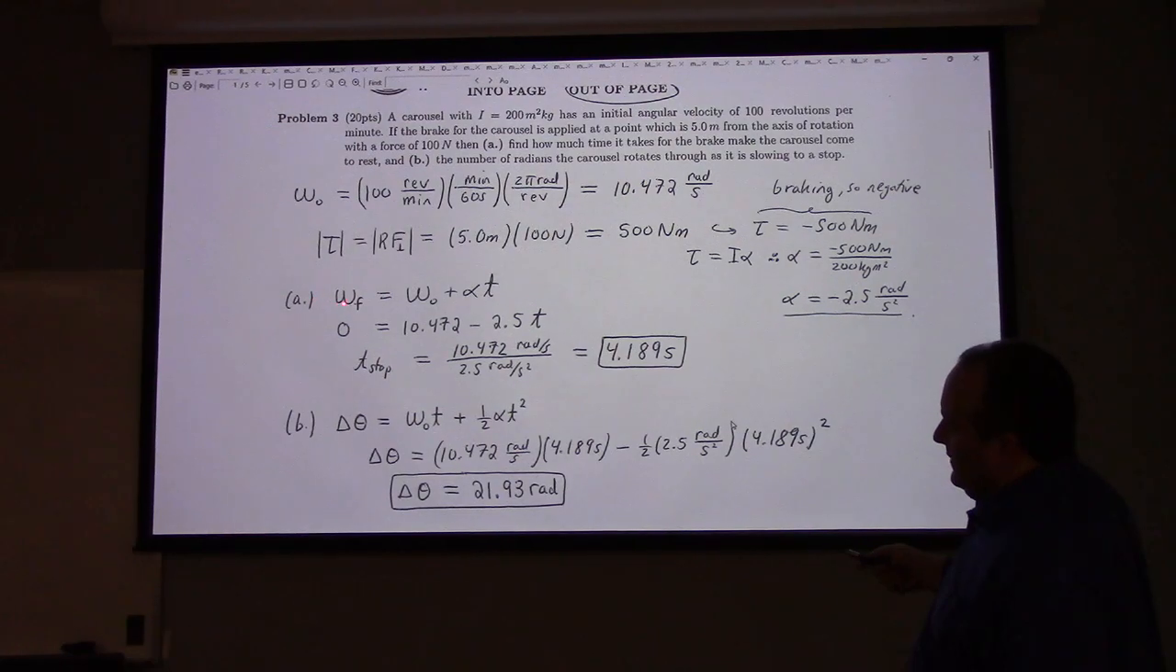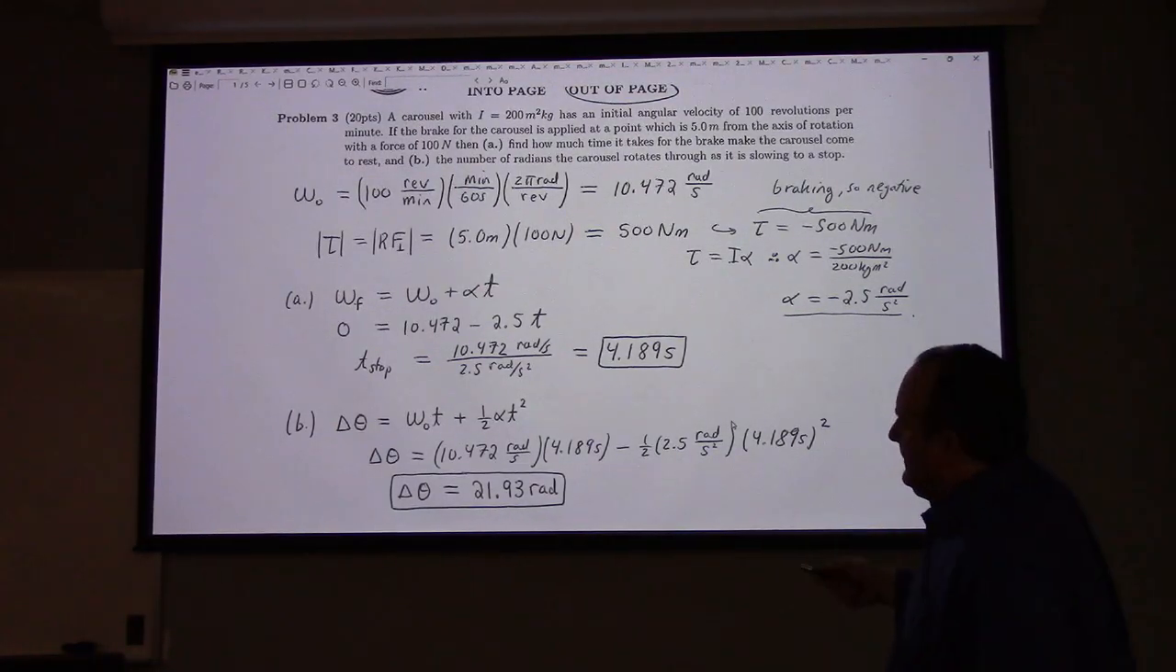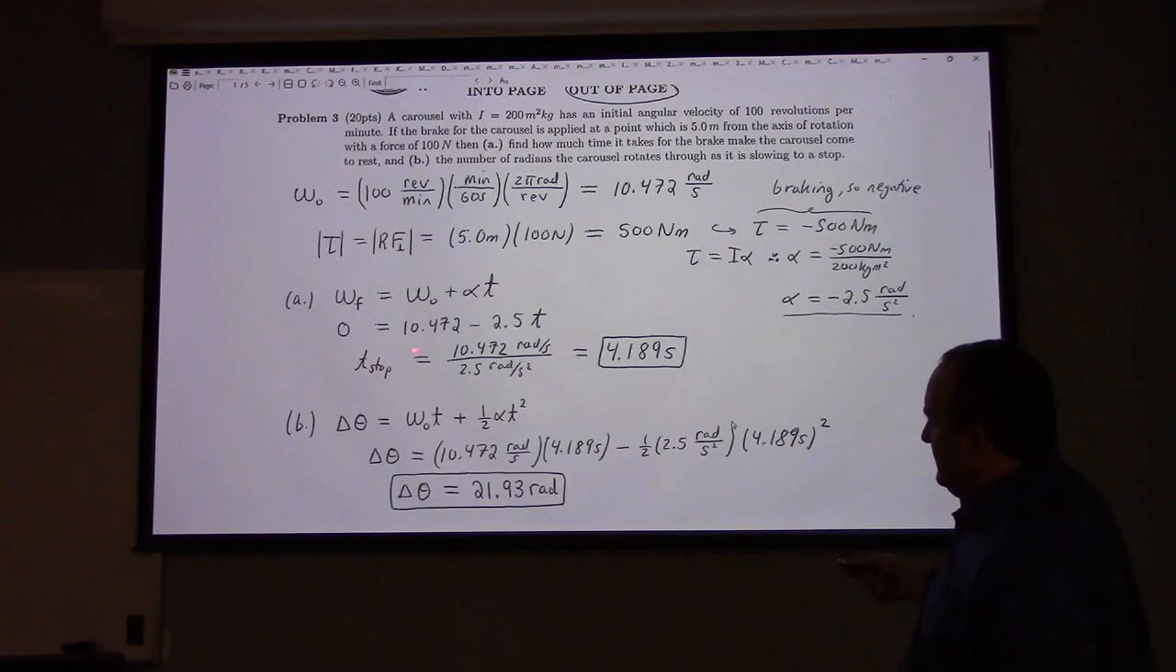Then I know that the final angular velocity is the initial angular velocity plus alpha times t, because we are talking about a constant angular acceleration problem. And as such, I found that the time for it to stop was this. And then to find the net number of radians it goes through, I didn't use the timeless equation, actually. I used the time equation. Change in theta is omega naught t plus 1/2 alpha t squared. I know omega naught, I know t, I know alpha, plug it in, 21.93 radians. And that was the answer to part B.